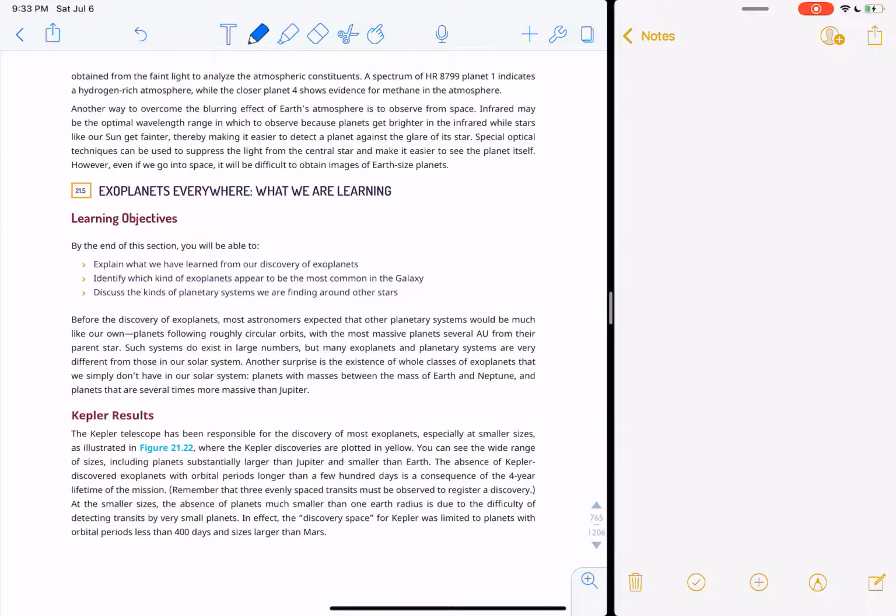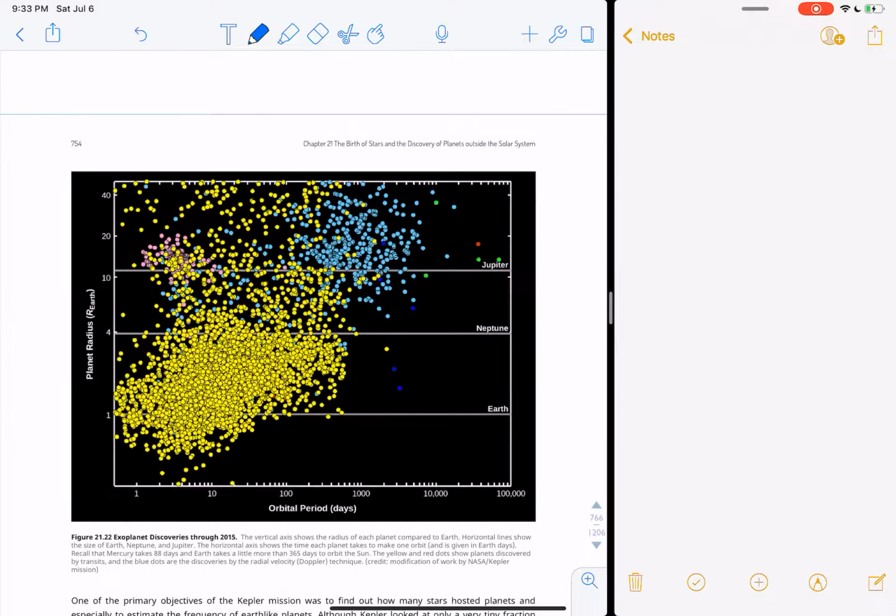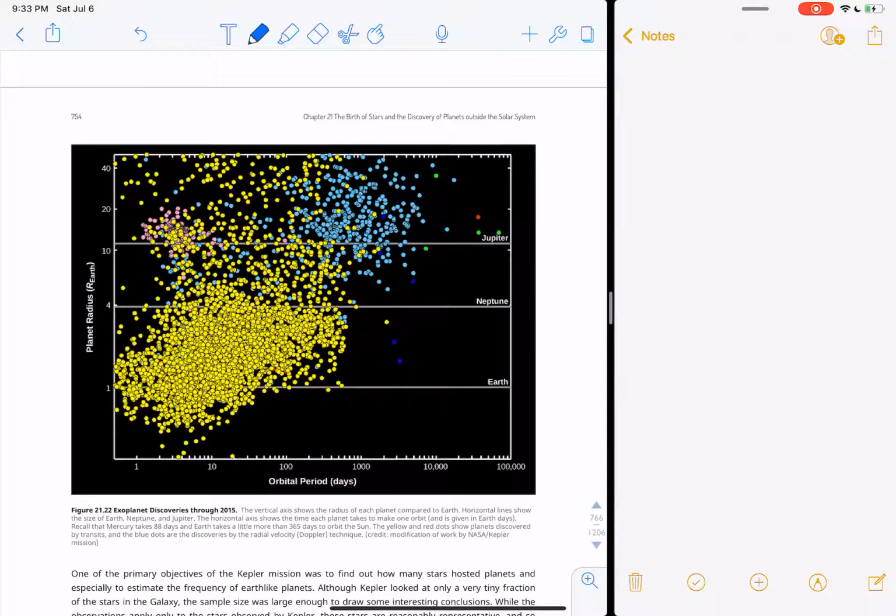All right, so Kepler, this is really wonderful. These are exoplanets that have been discovered by Kepler through 2015. Obviously, we've discovered a lot more since then. They're showing the masses in terms of Jupiters, Neptunes, and Earths. So you can see that there's a ton of planets, some the size of Earth, some the size of Neptune, some the size of Jupiter, and everywhere in between.